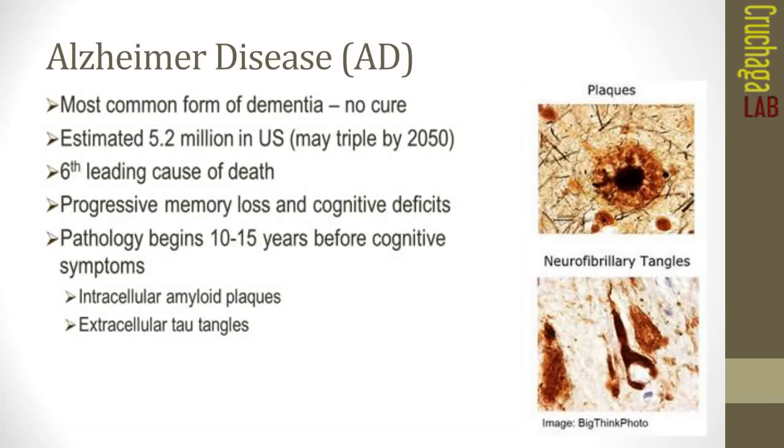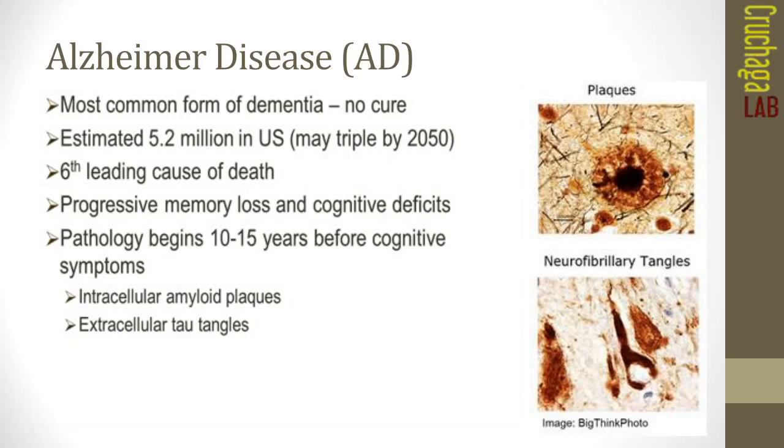As you might know, Alzheimer's disease is the most common form of dementia, and nowadays there's no available cure. It is estimated that there are 5.2 million patients just in the U.S., and it is projected that by 2050, there will be 15 million affected subjects. It's the sixth leading cause of death, and it is characterized by progressive memory loss and cognitive decline.